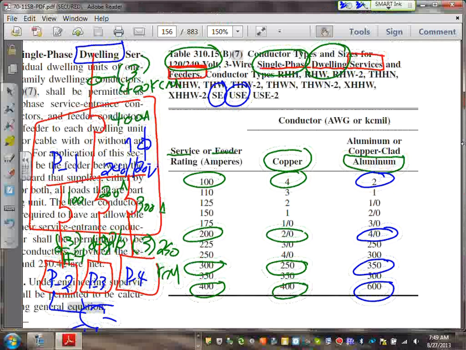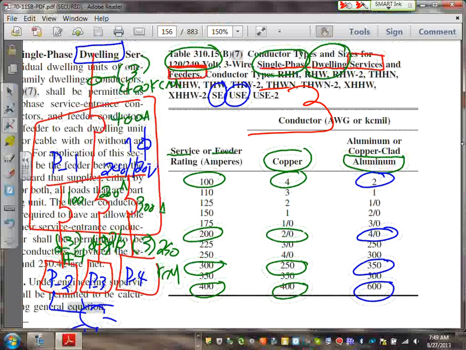Why three conductors, two hot and a neutral? In a single phase, in the US, we call it split phase system. We feed dwellings in split phase system. We give it two hot and a neutral. Why two hot and a neutral? Here's just to give you an idea of how we feed from this table. Here's a utility transformer coming to you. This is 7200 volt coming to your house or your apartment.